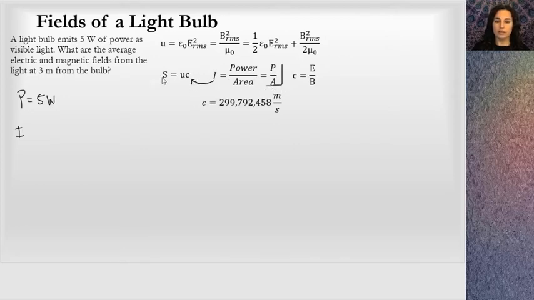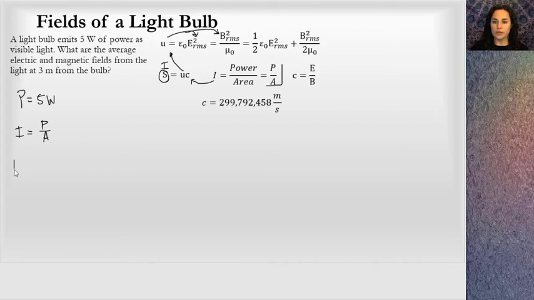Remember that intensity is the Poynting vector. This is actually an I value. I can relate the power to the intensity and the intensity to the energy density, and then the energy density can give us these fields here. So that's sort of what I'm thinking in my head. So let's keep solving. I equals power over area.